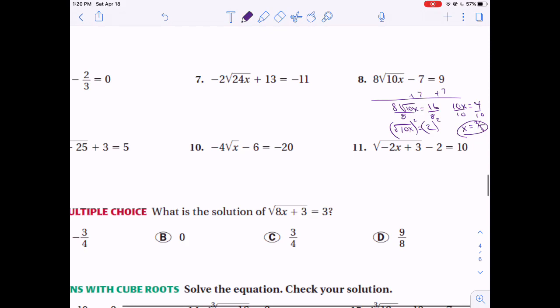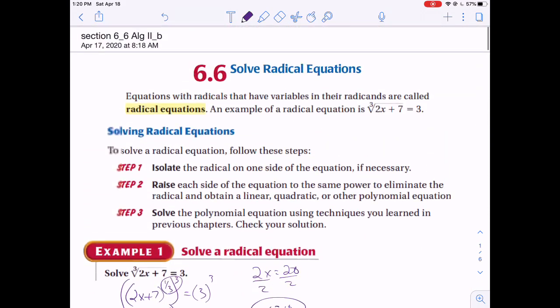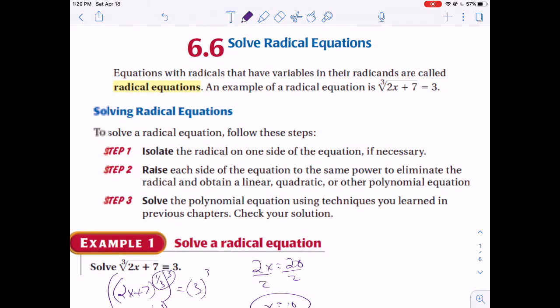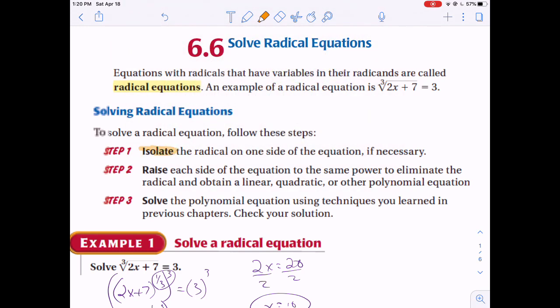Okay, so that's how you solve radical equations. You isolate it, get it by itself. Raise each side of the equation to the same power to eliminate the radical. And just solve away. All right, folks, so work on the problems for that. And then there are 2 more sections to work on.